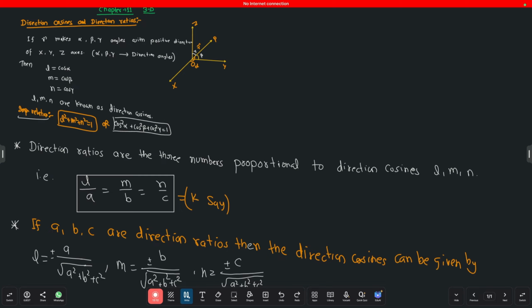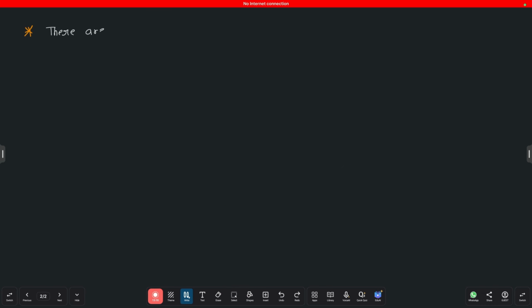Next important thing: because direction ratios are numbers which are proportional to direction cosines, it means there are infinite direction ratios. Direction ratios are infinite, but direction cosines are unique. There are infinite direction ratios possible for a line.